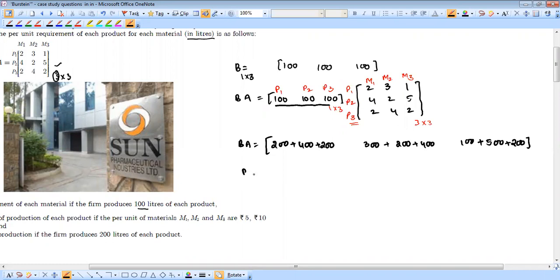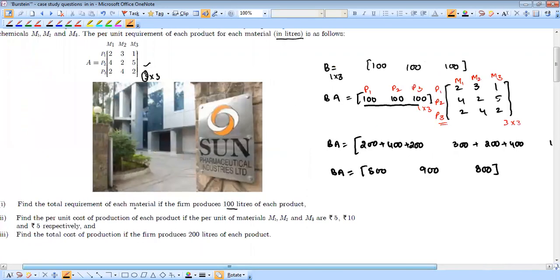So the matrix BA, you will get 800, 900, 800. See the question: the total requirement of each material. So these are the materials, M1, M2, M3, that are required. So the first question is completed. Next, find the per unit cost of production of per unit of materials M1, M2, M3. They have given materials. It is very clear, so we have to go for this question now.